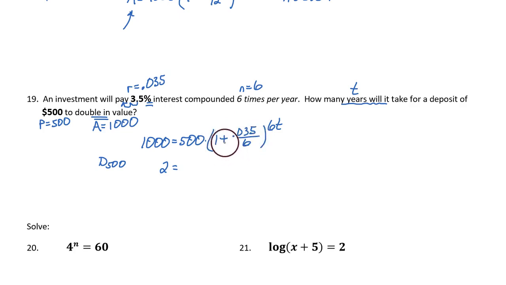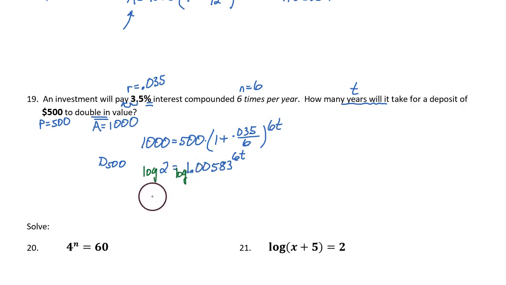So type in the 1 plus 0.035 divide 6 and push enter. That makes 1.00583. And it actually has more 3's, which you can leave on your screen. And the exponent is 6t. We need to solve this equation for t, but the t's in the exponent. This is the purpose of the log expression. Take the logarithm of the left side and the logarithm of the right side.